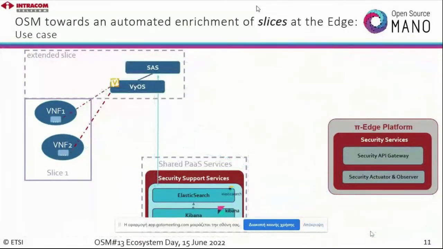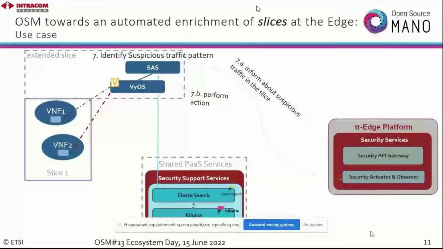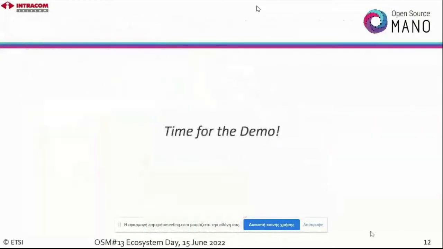Now, what happens when the security analysis service identifies a suspicious traffic pattern? First of all, it informs the security actuator about the suspicious traffic, and then performs a specific action. In our case, this action is to change the granularity to a higher one. So here I have prepared a demo.